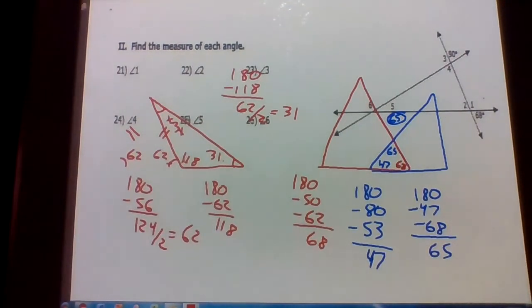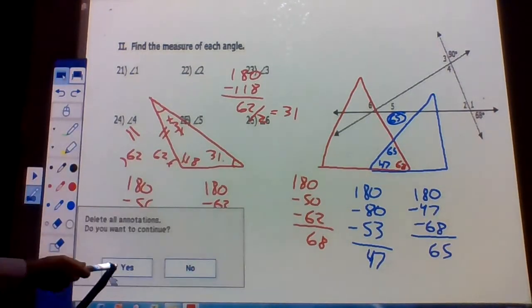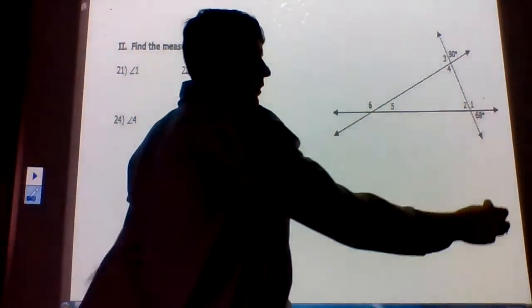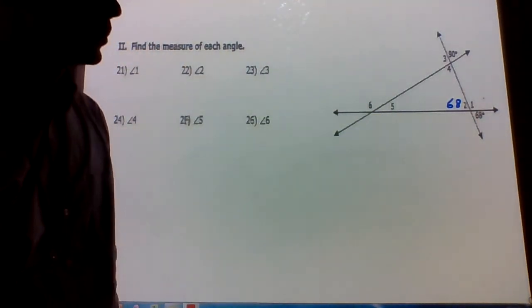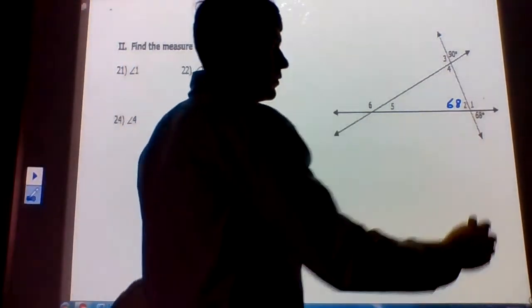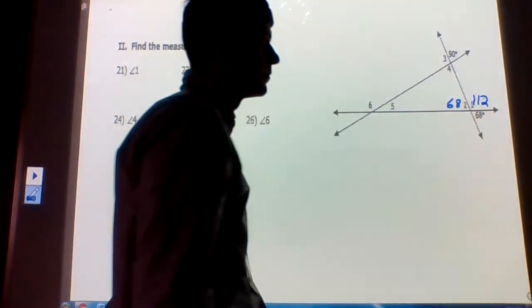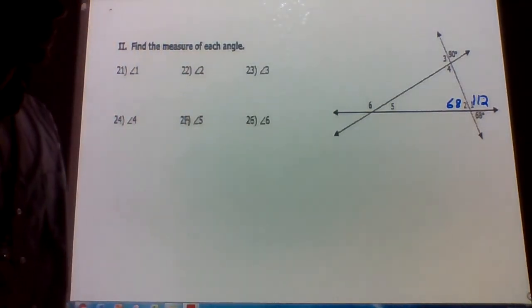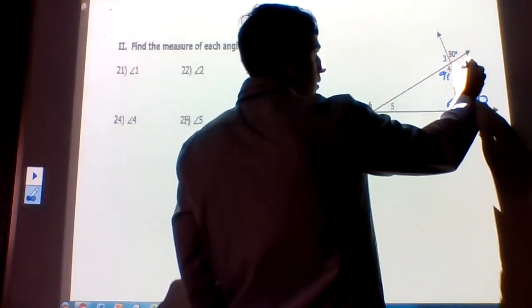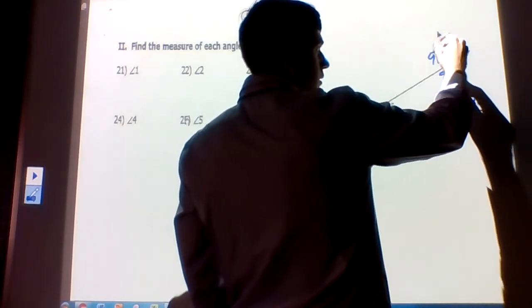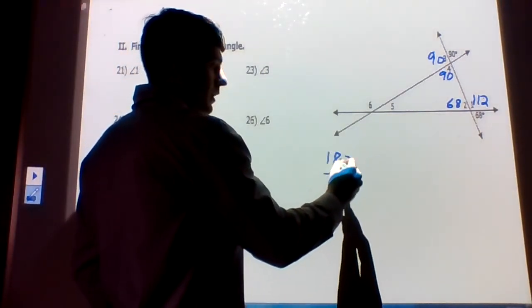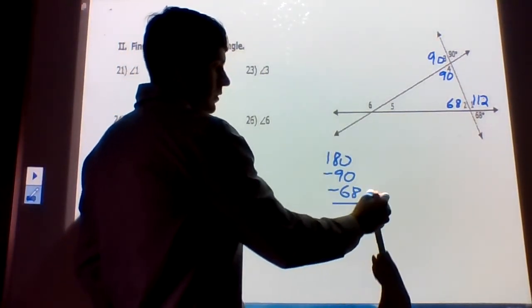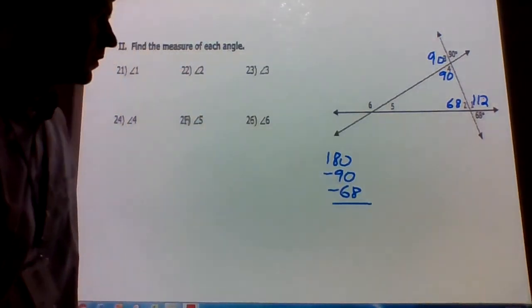Okay. I want to fill in our diagram here. So here we have vertical angles, so this is 68. We have a linear pair, so that's 180 minus 68, which is going to be 112. Okay, here we have vertical, so this is 90. We have linear, 180 minus 90 is going to be 90. Okay, then the 3 angles of a triangle add up to 180, so 180 minus 90 minus 68 is going to be 22.